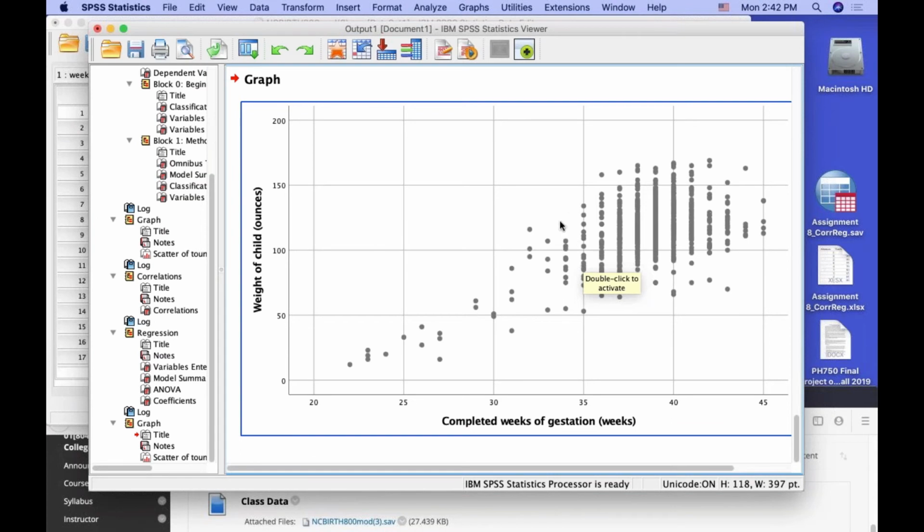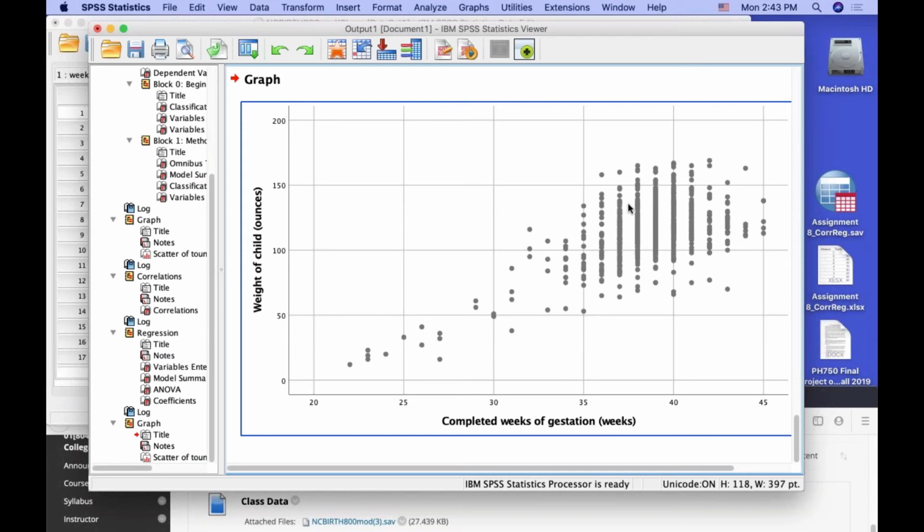So even if they're not seriously premature, we can see that there's an association here, right? So now I'm going to leave it up to you to do a correlation and a regression, create a regression formula for the association between these two variables, the weeks of gestation and the birth weight of the child.